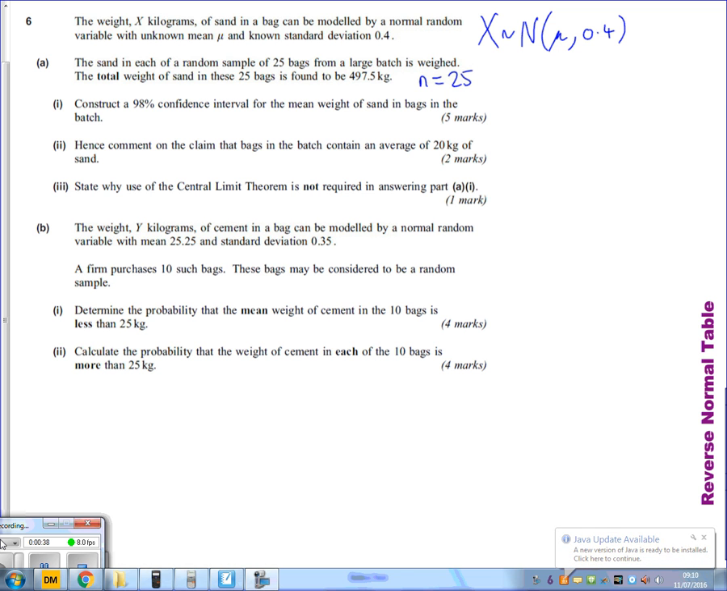The total weight of the sand is found to be 497.5 kilograms. So if that's the total weight in the 25 bags, we can work out the mean of the sample, x bar. So that's just going to be 497.5 divided by 25. So I've got a mean of 19.9 kilograms.